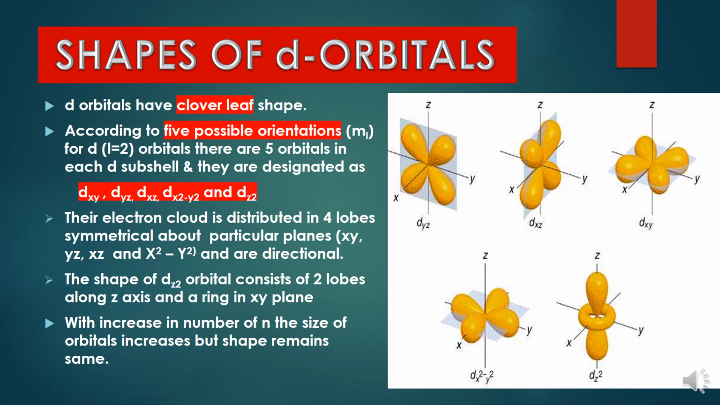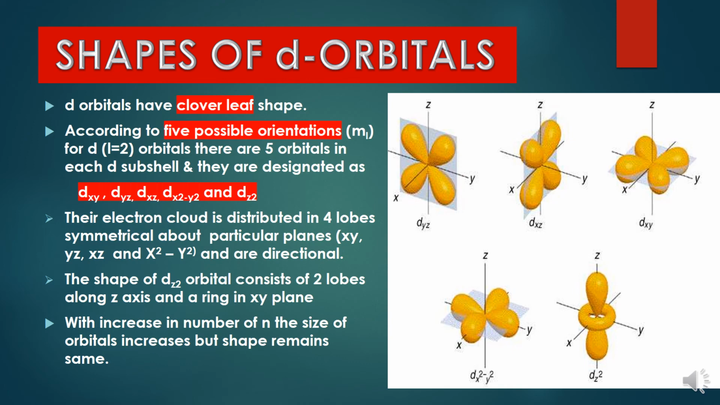The name is dxz. For dxy, between the x and y axes you will see the electron lobes, and along the z axis or around it there will be no electron density. It would be approaching 0 in that particular direction. And dx square minus y square, these 4 lobes are exactly along the x and y axis.